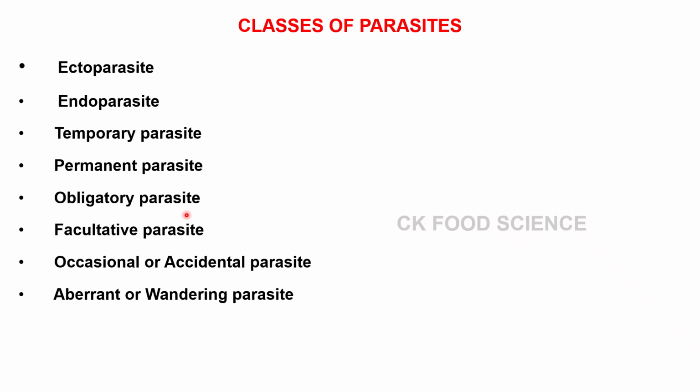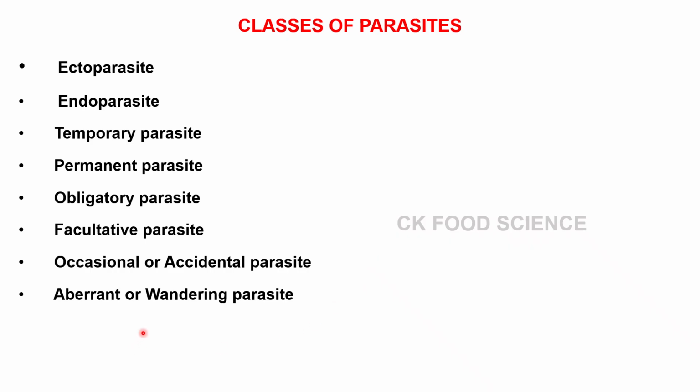For example, Plasmodium species. Next one, facultative parasite. It can live a parasitic life or a free living life. For example, Acanthamoeba species. Next one, occasional or accidental parasite. The parasite which attacks an unusual host is called an occasional or accidental parasite. Example, Echinococcus granulosus, which infects humans accidentally.